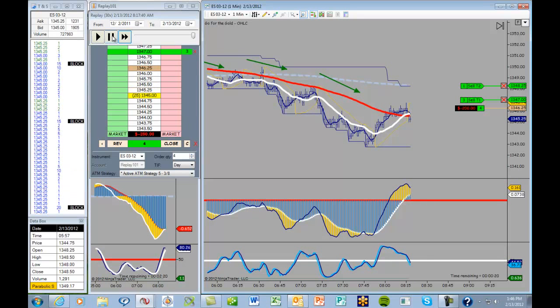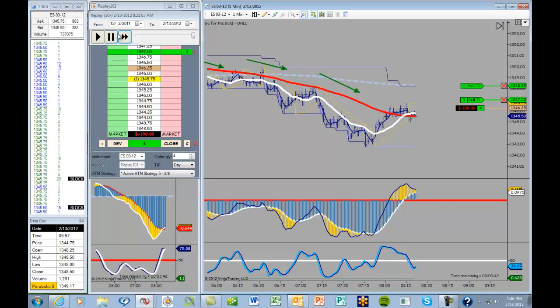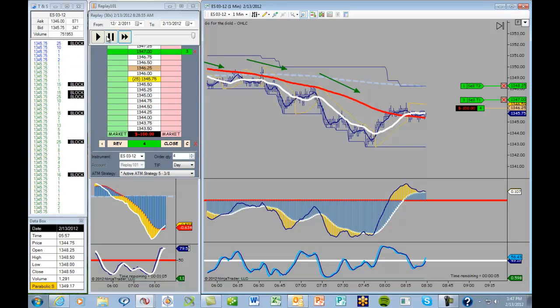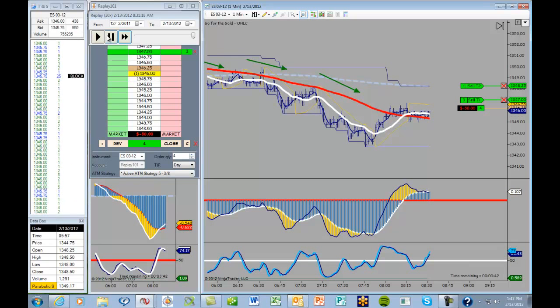Now we flipped the parabolic, but notice the white is staying above the red on the moving averages, and our MACD is staying above its zero line. So we don't like to see this kind of fooling around, but we're not sunk yet by any stretch. So let's hang in there. We get hopeful here, and we see these little bounces to the upside.